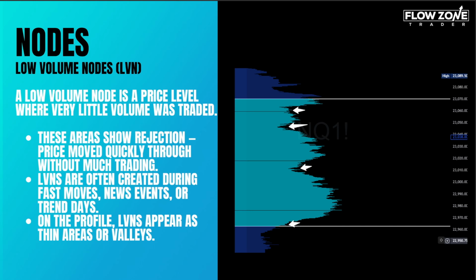And on the profile, low volume nodes appear as very thin areas or valleys. So you can see it's the complete opposite of the high volume nodes. It's where very little volume was traded because there's no fair value there. It means we're skipping through that price level very, very quickly. Either no buyers or no sellers want to participate in those areas.